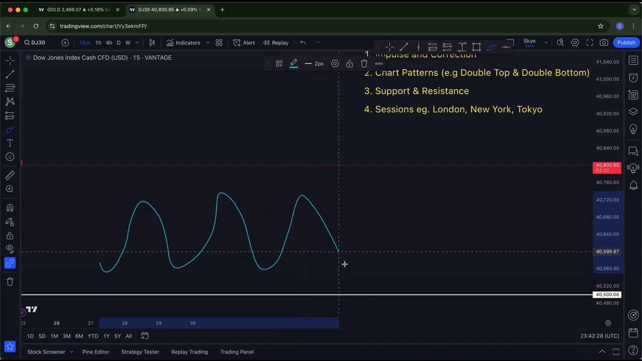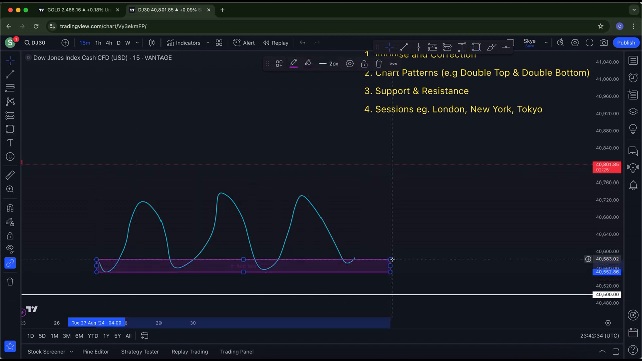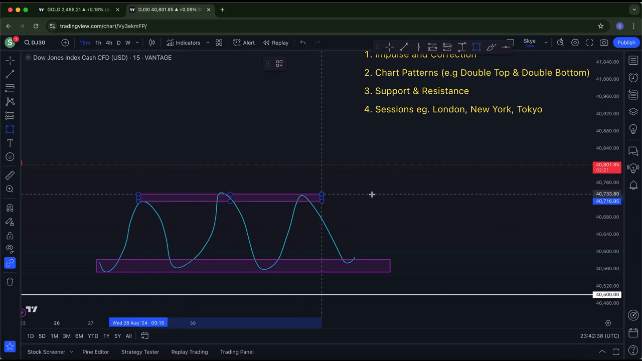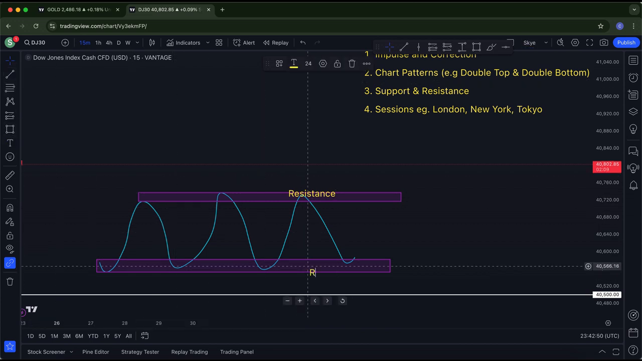Usually a range market. So there will be a support right below, and we have resistance. The one at the top is called the resistance, where the price is rejecting from the top, and the one we have at the bottom is called the support.